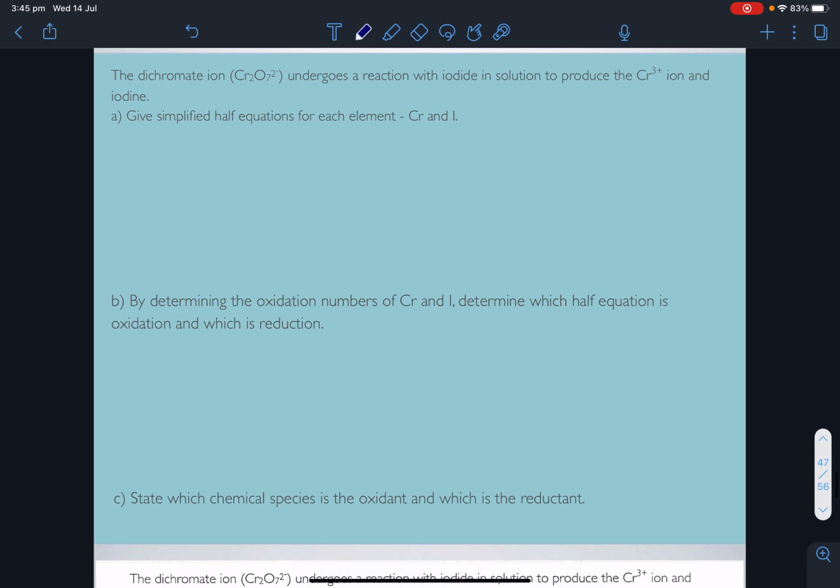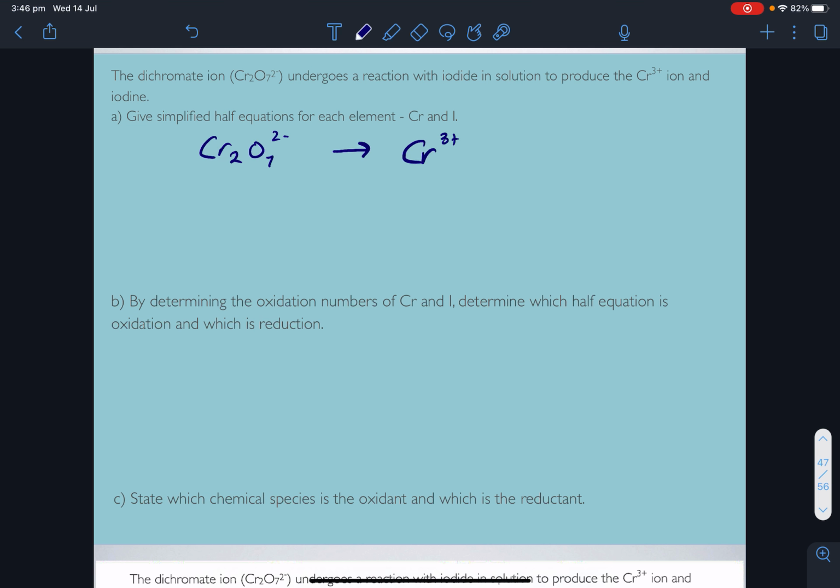Let's do an example. We've got the dichromate ion, which undergoes a reaction with iodide in solution to produce chromium 3+ ions and iodine. Be careful of the iodide and iodine. Give simplified half equations for each element. Let's do it with the chromium first. I've got the dichromate going to chromium 3+.